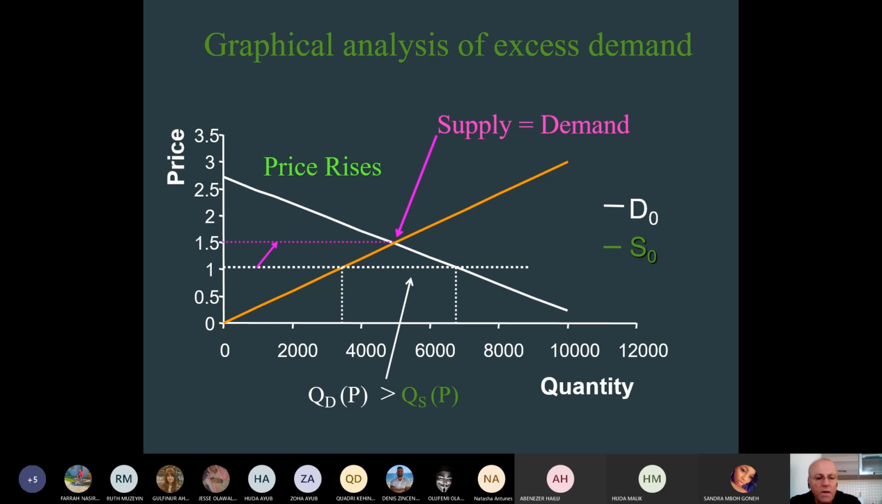As you see, we are observing here in the given example, the equilibrium price is supposed to be $1.5 per unit when the quantity is moving to 5,000.